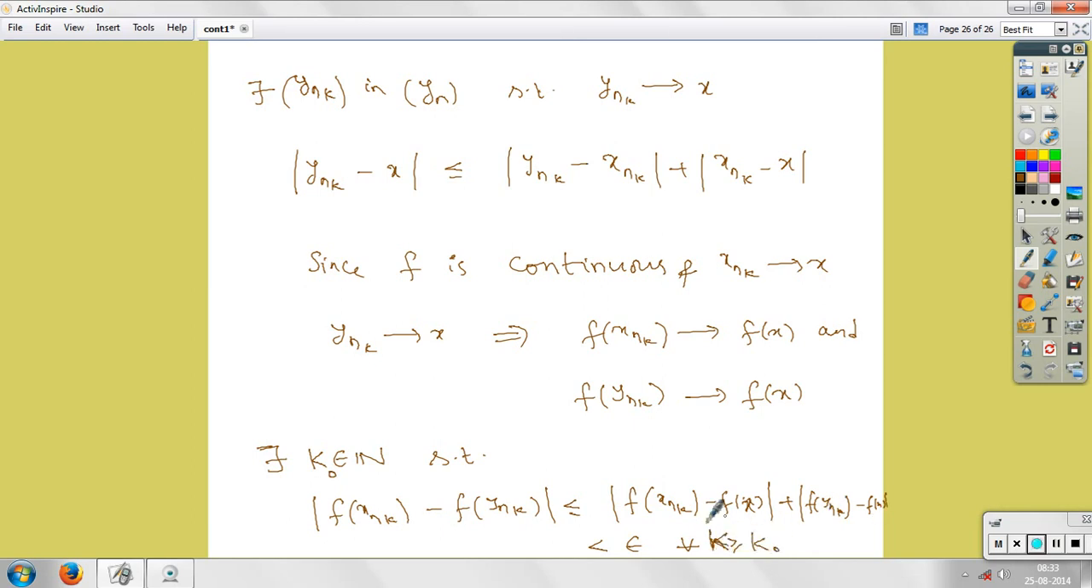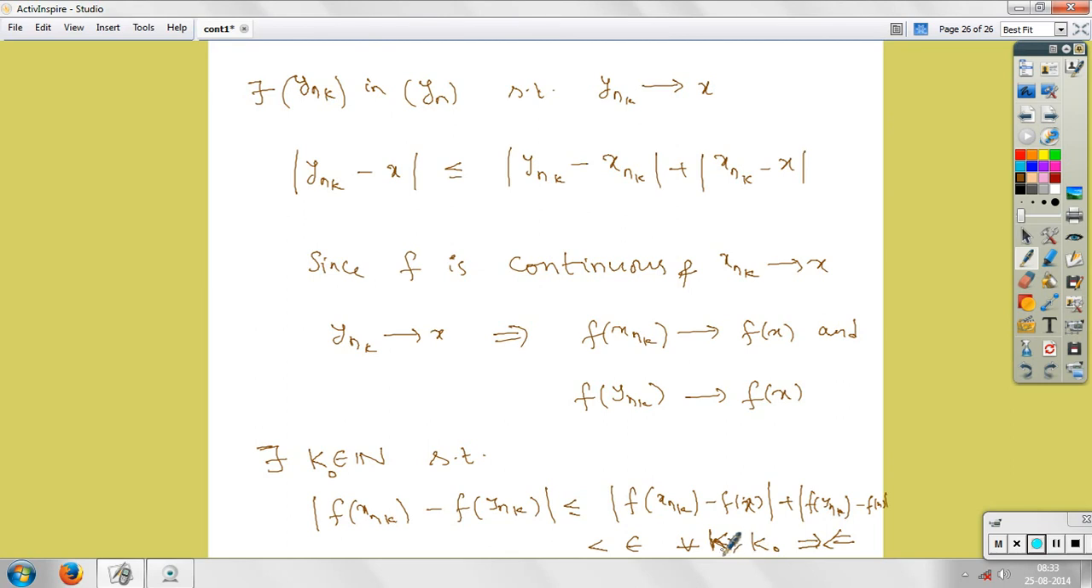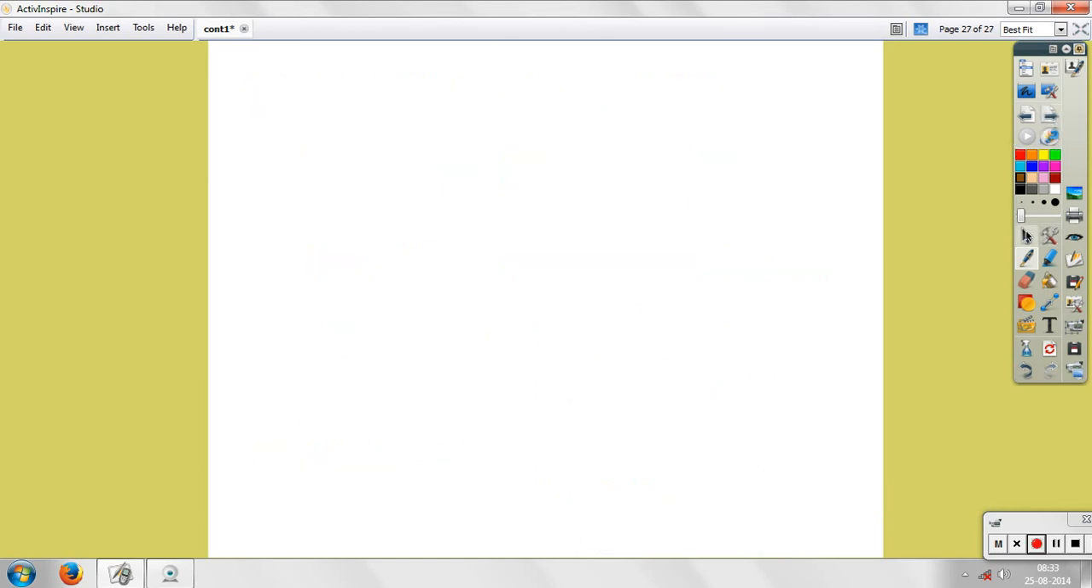Which is a contradiction, because we have assumed that f is not uniformly continuous. This is true for every n, but here we are getting that if nk is greater than or equal to k naught, then this is less than epsilon. So therefore our assumption is wrong. Therefore f is uniformly continuous.